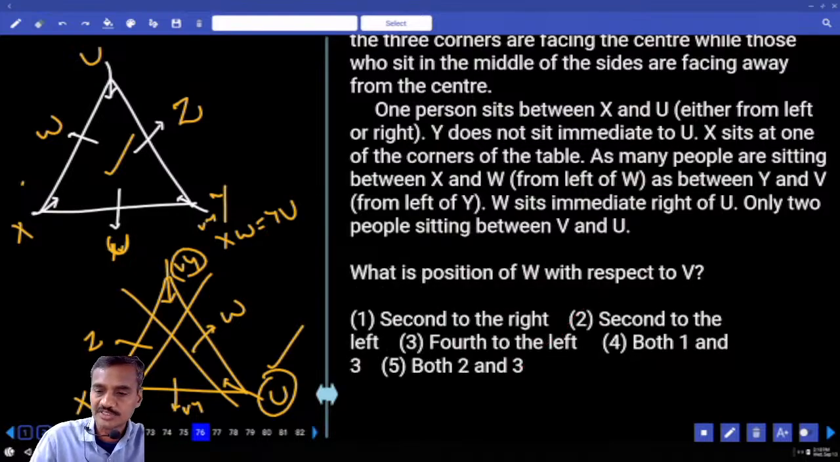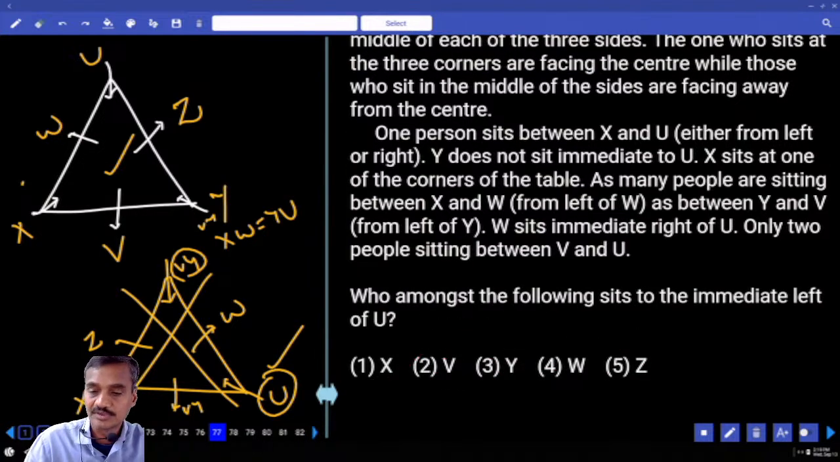Then 76, what is the position of W with respect to V? Now W with respect to V, where is V here? This is V. Second to the right, and fourth from the left. So both 2 and 3, choice for 76. Then next one, 76, both 1 and 3. 1 is definitely true, and at the same time second to the right and fourth to the left. That is both 1 and 3, choice 4.